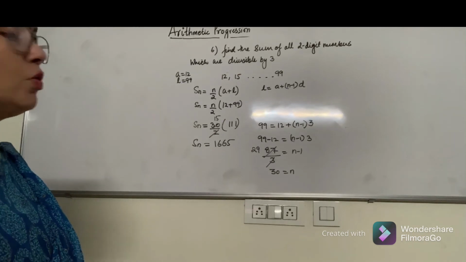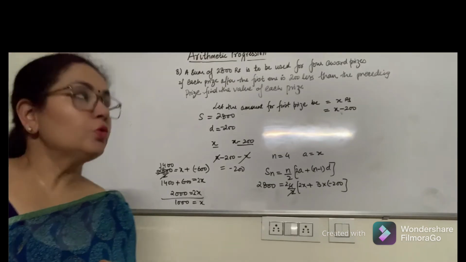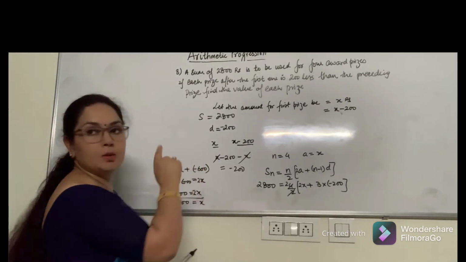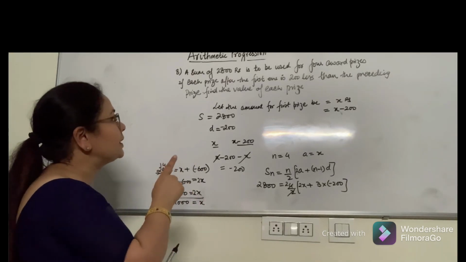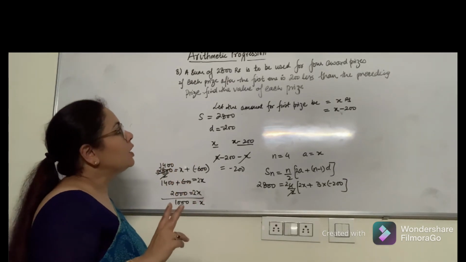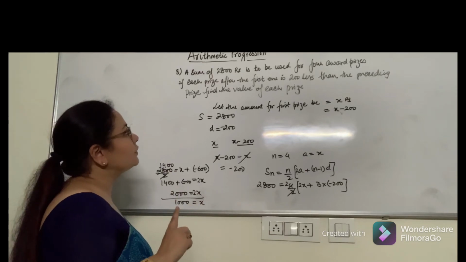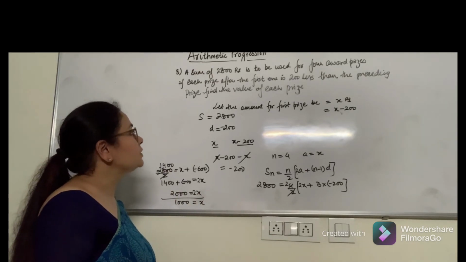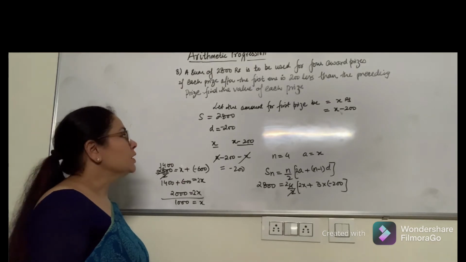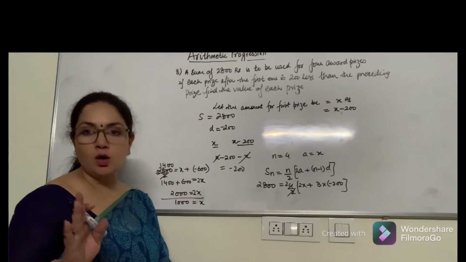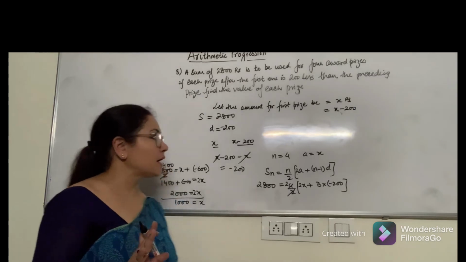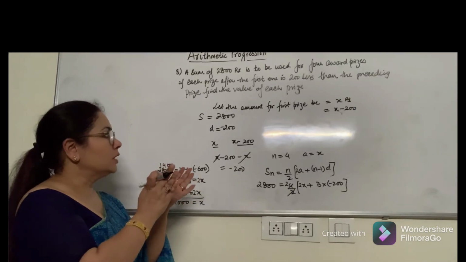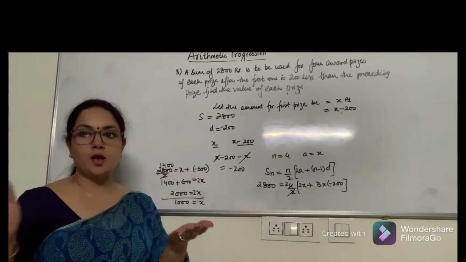We'll do 2 more questions. So moving on to the 8th question. A sum of 2800 rupees is to be used for 4 award prizes. Each prize after the first one is 200 less than the preceding prize. Find the value of each prize. So the total amount we have in our hand is 2800, and I have to distribute that money into 4 prizes.